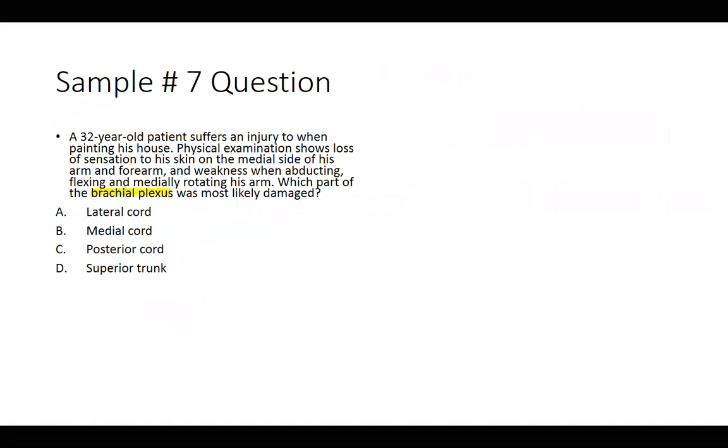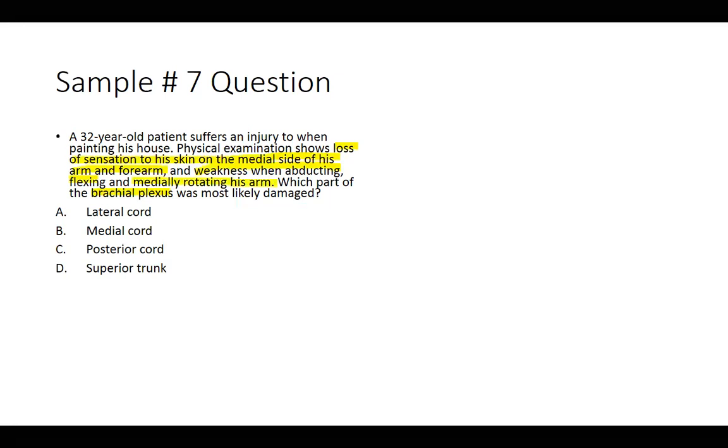If you look at the actual stem, a 32-year-old patient suffers an injury when painting his house. Physical examination, so overhead movement's more likely. Physical examination shows loss of sensation to his skin on the medial side of his arm and forearm. So now we're getting into sensation as well, not just a functional deficit. This is a sensory deficit. So he's losing feeling to his skin on the medial side of his arm and the medial side of his forearm. That's one deficit. But then if you look further, it says weakness. He also has weakness when abducting, flexing, and medially rotating his arm.